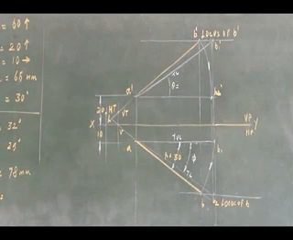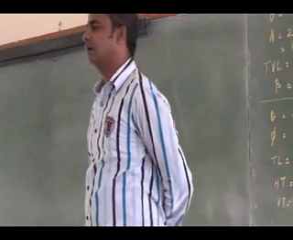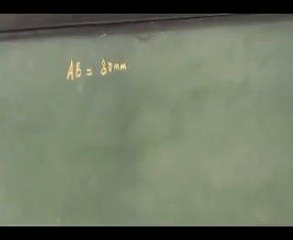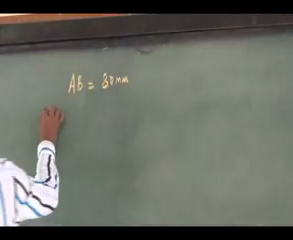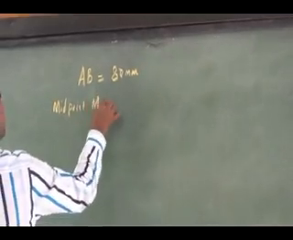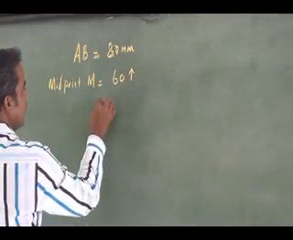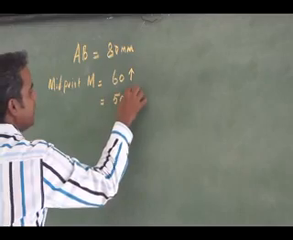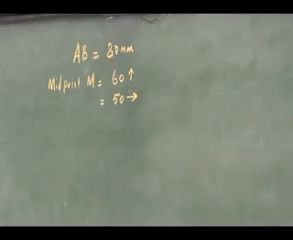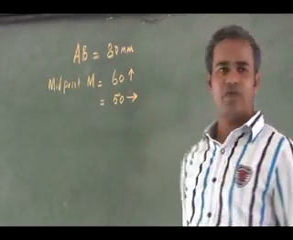The line AB of length 80 has its midpoint M 60 mm above HP and 50 mm in front of VP. Here it is not the end, it is given the midpoint of the line, right? So 50 mm in front of VP.